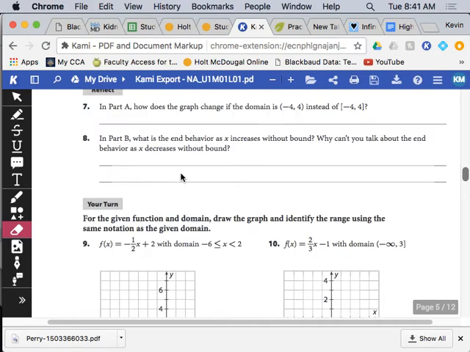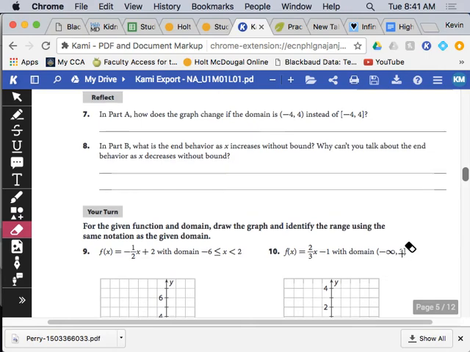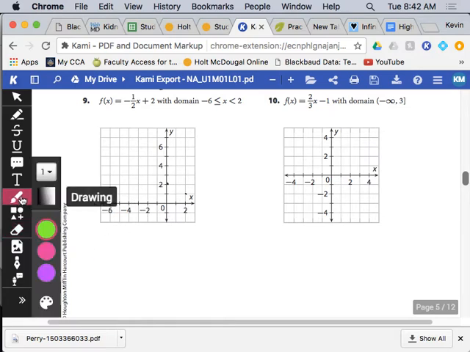Okay. So if we have, first off, the domain of this function, what is it? I'll answer that. -4 to +4. Is that an infinite domain? No. It's a domain that's restricted. So that's what a restricted domain means, and that's what we're going to work on. If we look at this function here, number 9, our function is -1/2 x plus 2. Its domain is from -6 inclusive to +2 exclusive.